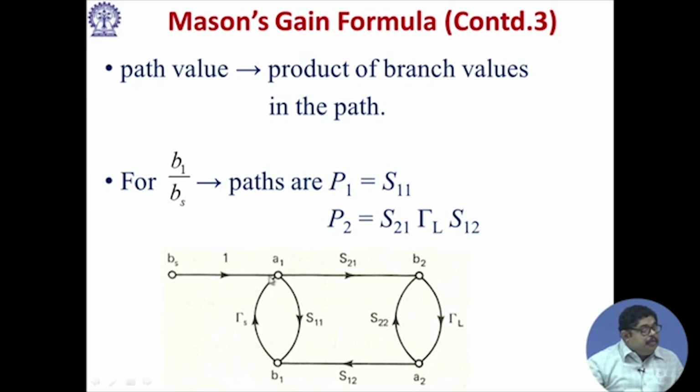You see, there are no other paths here. This is a path, but this is not a path because the arrow is not here. I will have to come here, and this one I cannot take. So, the only thing is this. So, there are only two paths in the network for coming from Bs to B1.